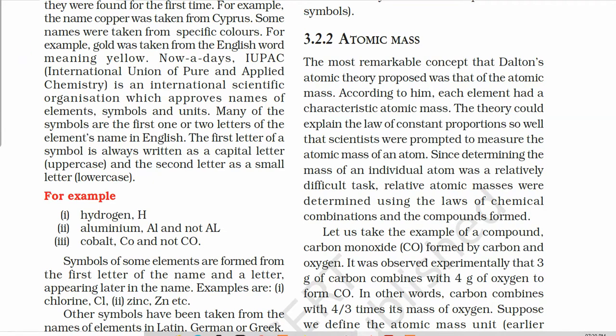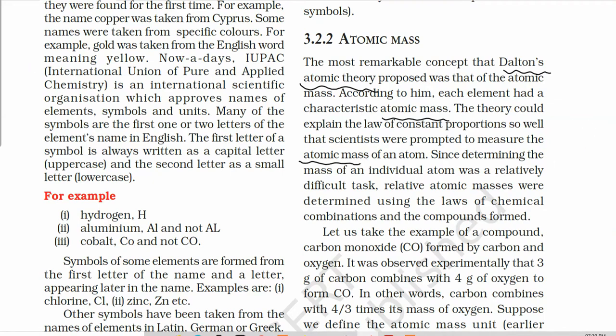Now, next is the atomic mass. The most remarkable concept present in Dalton's atomic theory was the atomic mass. According to him, each element, each atom, has a characteristic atomic mass. And this theory could explain the law of constant proportion so well that scientists were prompted to measure the atomic mass of an atom.